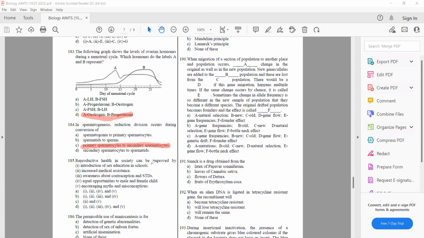185. Reproductive health in society can be improved by introducing sex education, increased medical assistance, awareness about contraception, equal opportunities to male and female child, and encouraging myth and misconception. In this question, the fifth one is wrong. We are not supposed to encourage myths. The remaining everything is right.